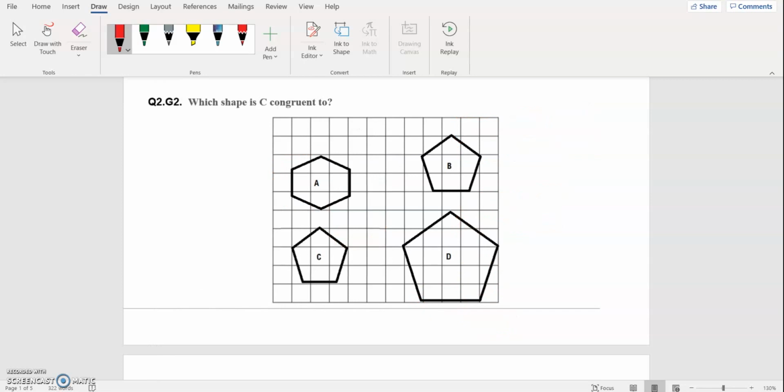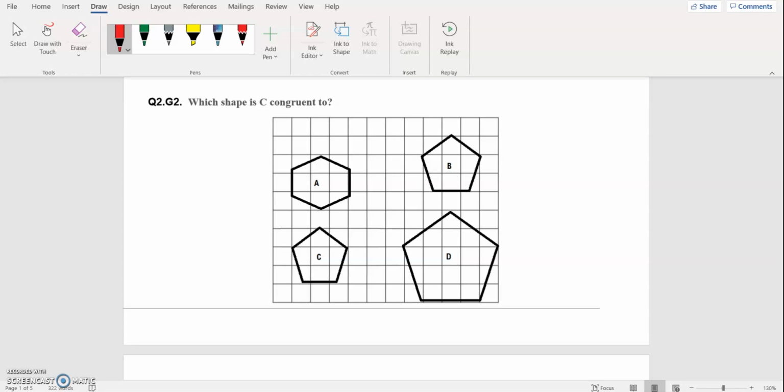The next question is, which shape is C congruent to? So to be congruent means it's going to be identical. It's going to have the same size as well. So if I look at these ones, I have A is hexagon. We've got a pentagon for B. C is a pentagon as well, and D is a pentagon.